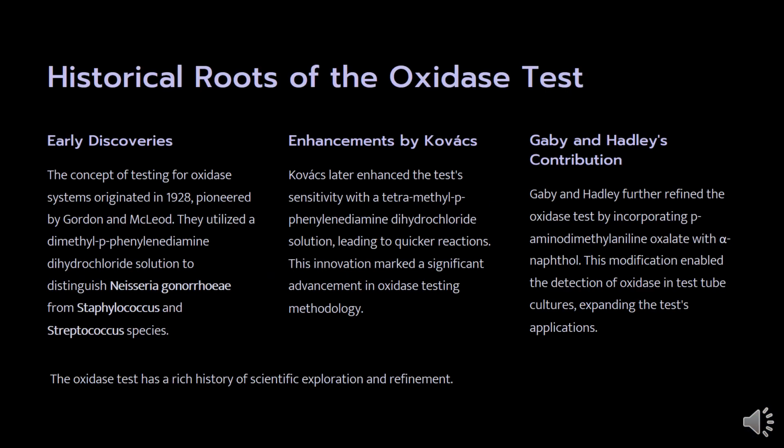So, history. Early discoveries. The concept of testing for the oxidase system originated in 1928, pioneered by Gordon and MacLeod. They utilized a dimethyl p-phenylenediamine dihydrochloride solution to distinguish Neisseria gonorrhoeae from Staphylococcus and Streptococcus species. It was enhanced by Kovacs. Kovacs later enhanced this test with a tetramethyl p-phenylenediamine dihydrochloride solution, leading to a quicker reaction. The innovation marked a significant advancement in oxidase test methods.